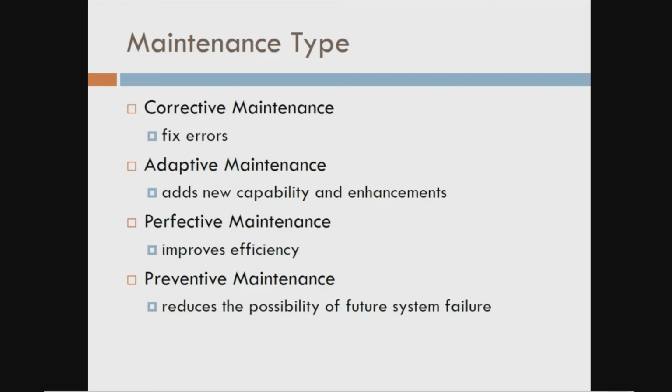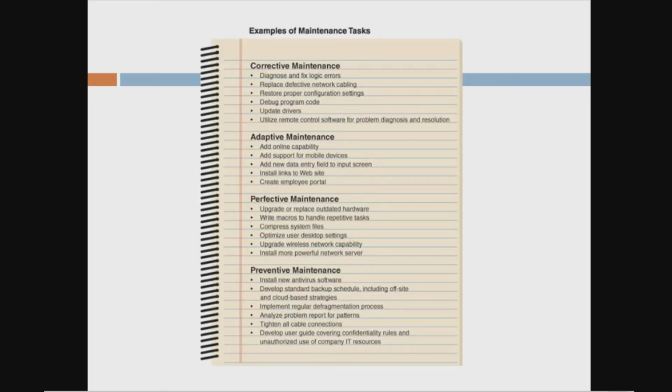The third part, reflective maintenance, we want to improve the efficiency. And the fourth is preventive maintenance, which is about reducing the possibility of future system failure. So these are the types of maintenance for our system.